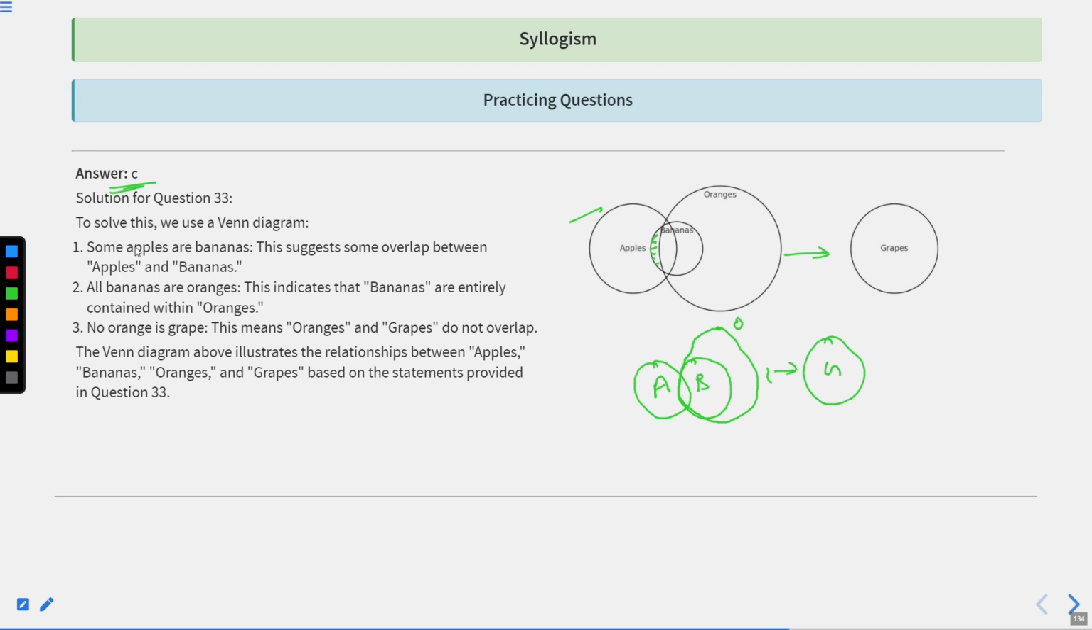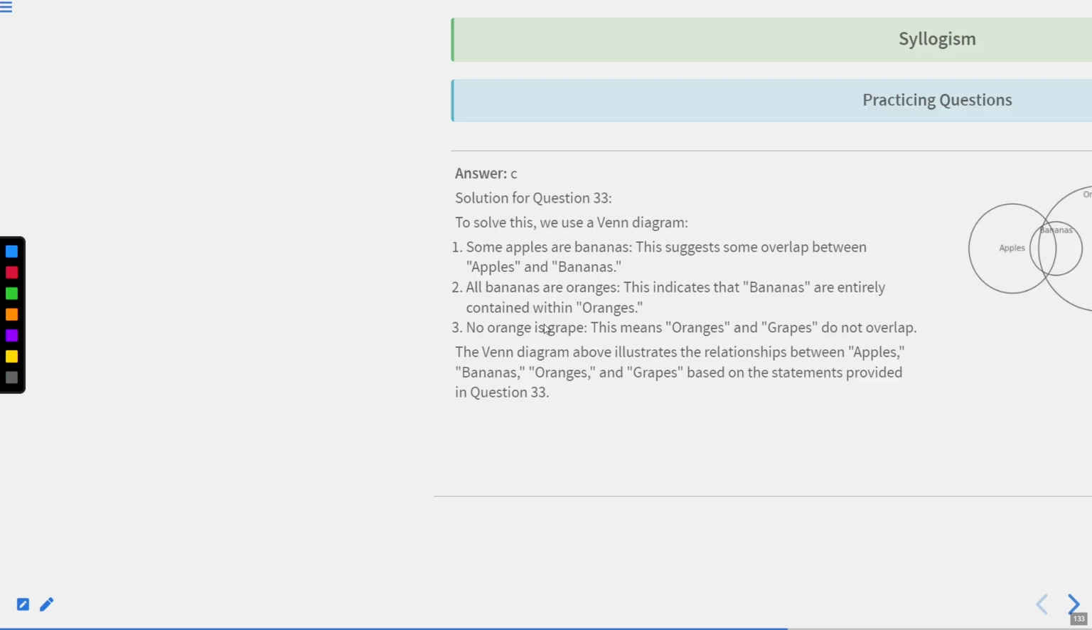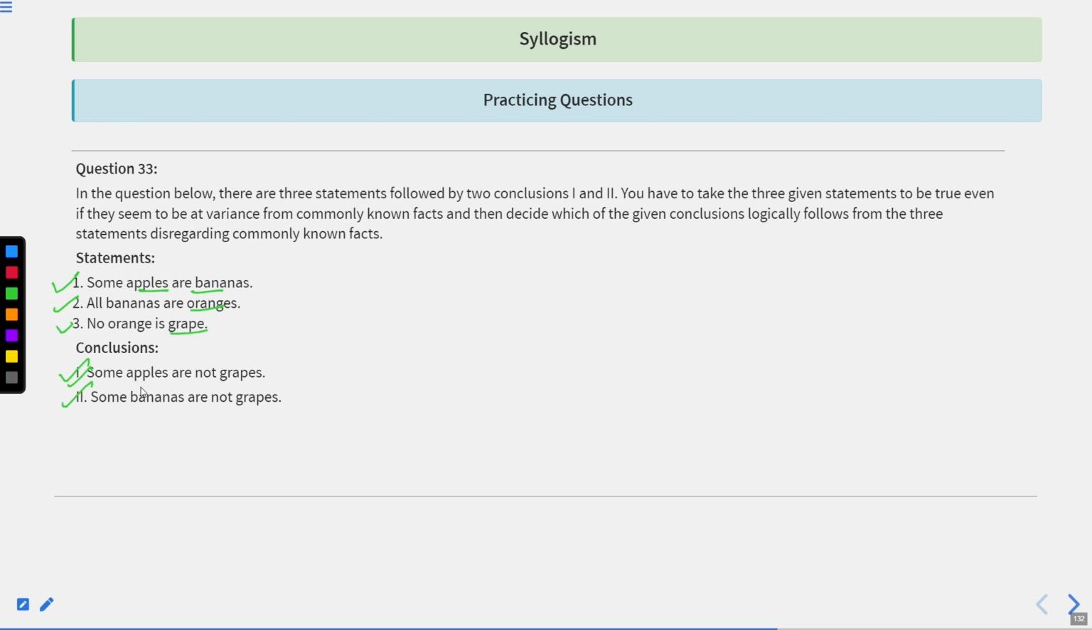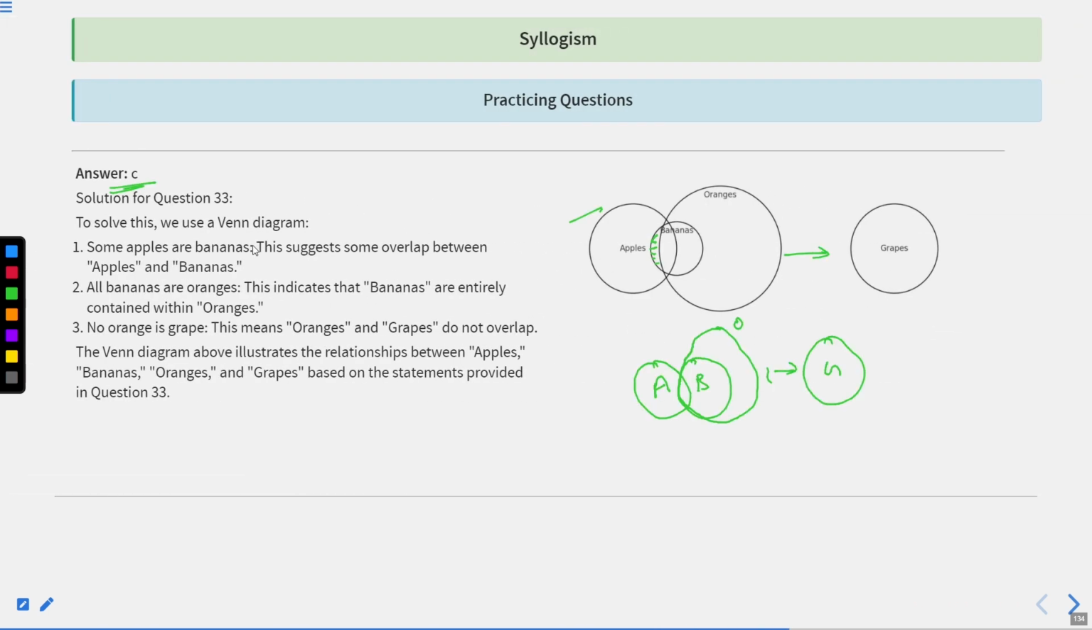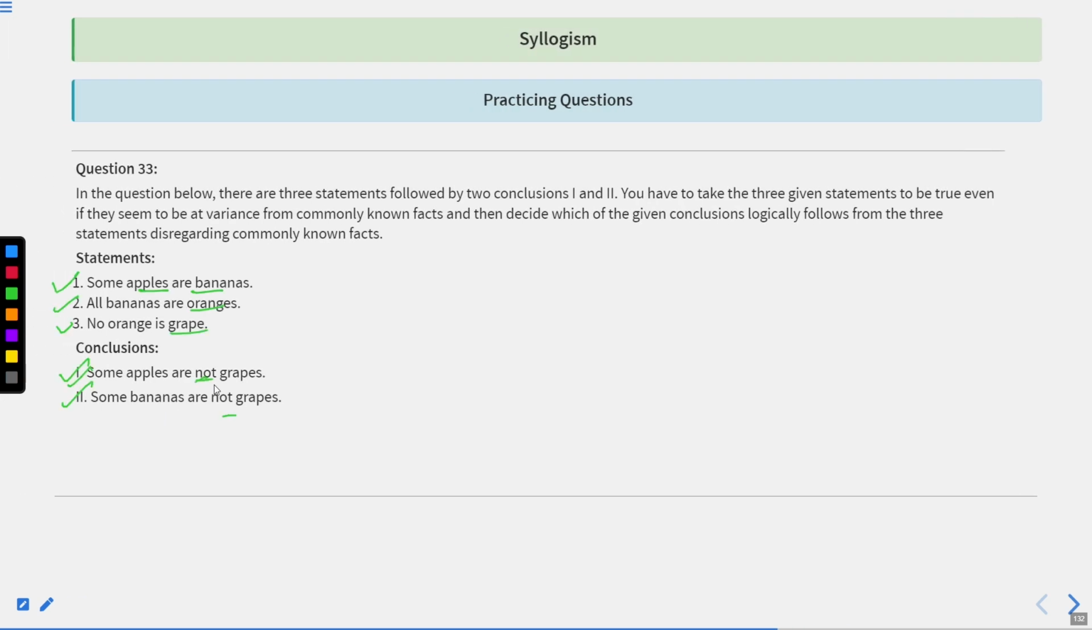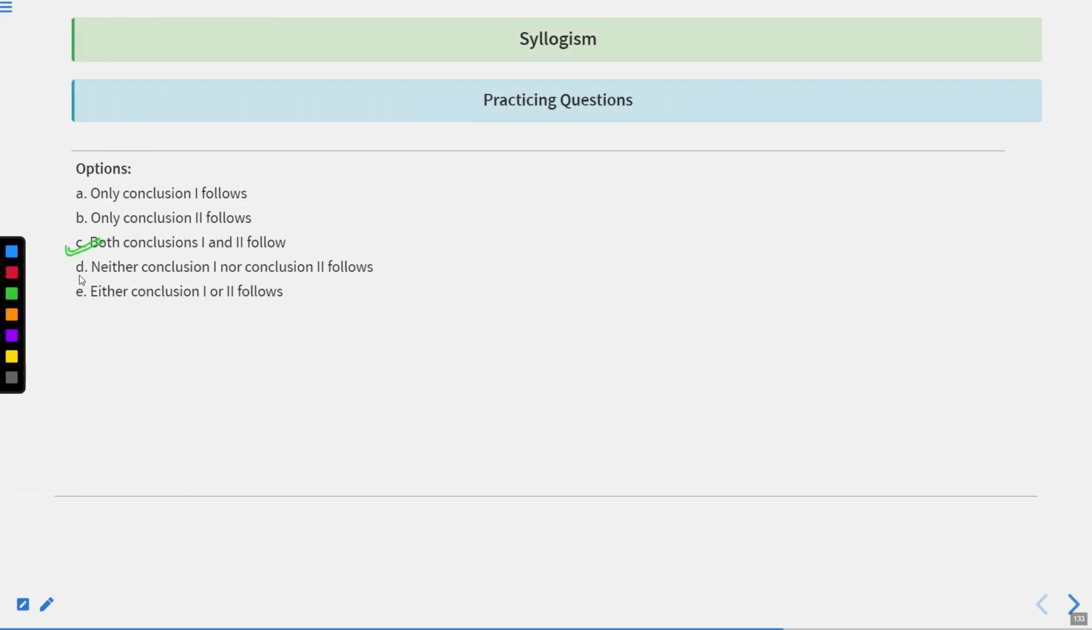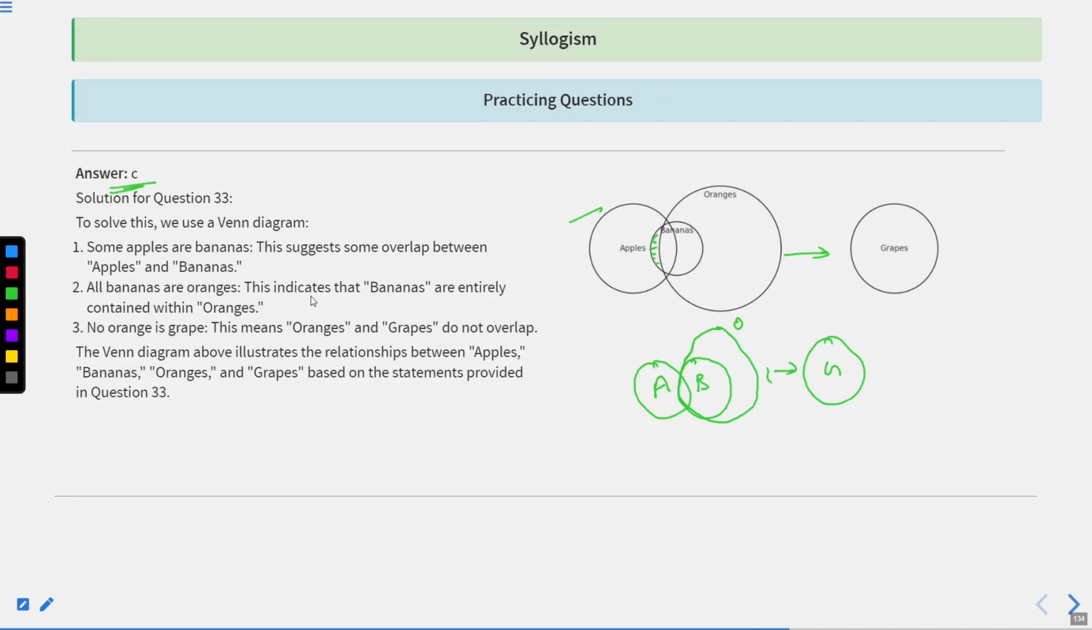I suppose you have understood the reason why. The answer is C, because there is no relation between apples and grapes, and again, no relation between bananas and grapes also. So both the statements are talking about apples not being grapes and bananas not being grapes. Both the statements are correct because no relation is mentioned. And if this had been mentioned as some apples are grapes, some bananas are grapes, the answer would have been neither conclusion 1 nor conclusion 2 follows.